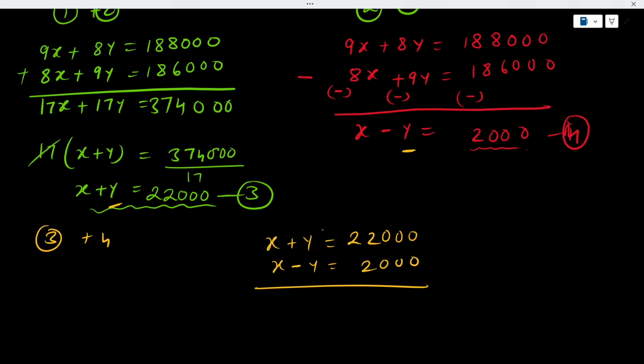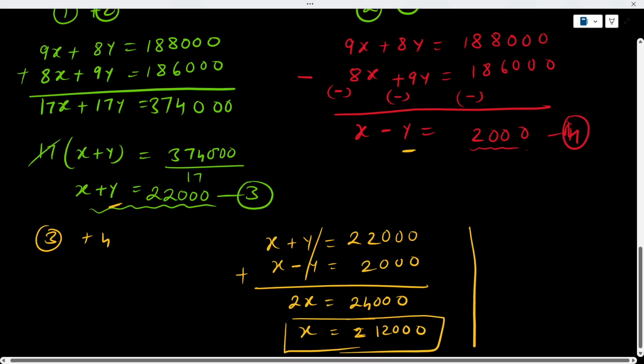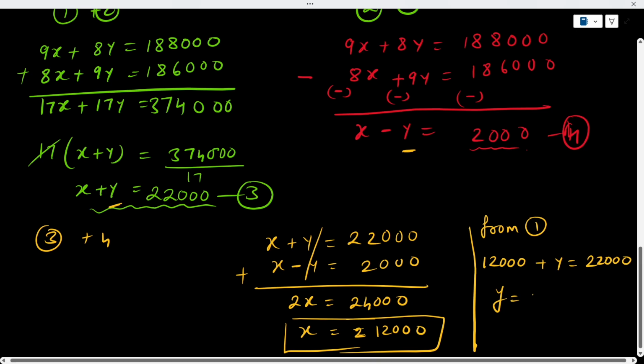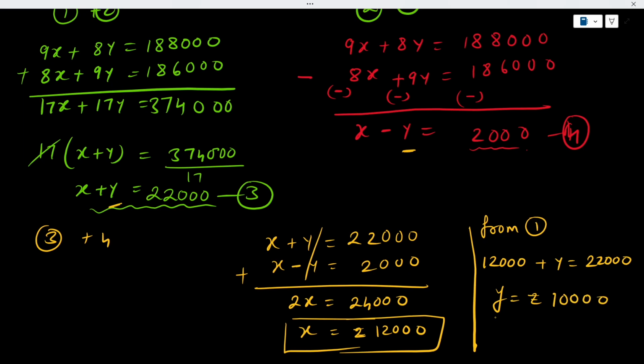So how much are you getting? This gets cancelled. 2x is equal to 24,000. So x is going to be rupees 12,000. You are getting the value of x here. How to get the value of y? Use equation 1 or 2. So I am using equation 1. If I use it here, it will be 12,000 plus y, which is equal to 22,000. So y is going to be rupees 22,000 minus 12,000, which is 10,000.